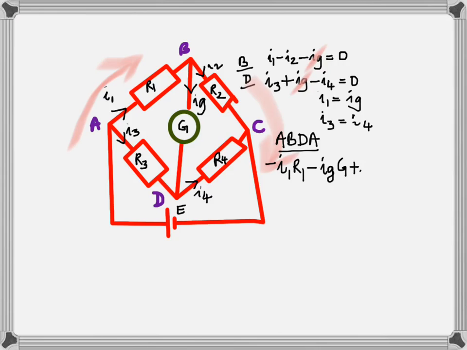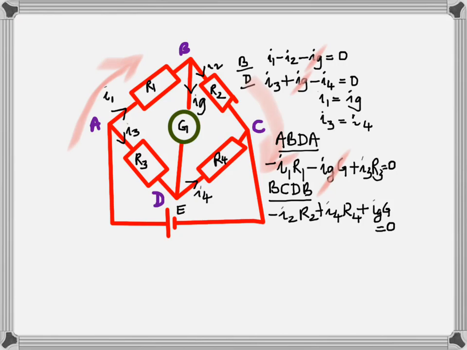Check whether you got this. Is this what you got? Negative I1 R1 minus Ig G plus I3 R3 is equal to 0. And in BCDB, did you get negative I2 R2? Negative, I made a mistake. It's supposed to be what? Positive I4 R4. Okay, I'll change it. Positive I4 R4 plus Ig G is equal to 0. Is that okay?